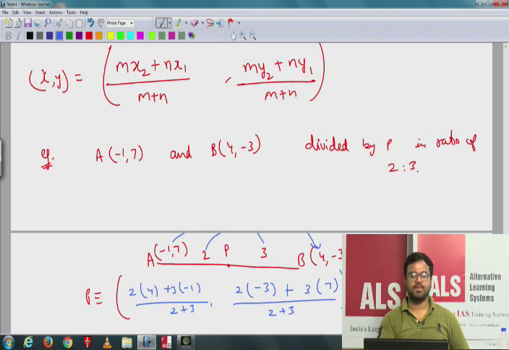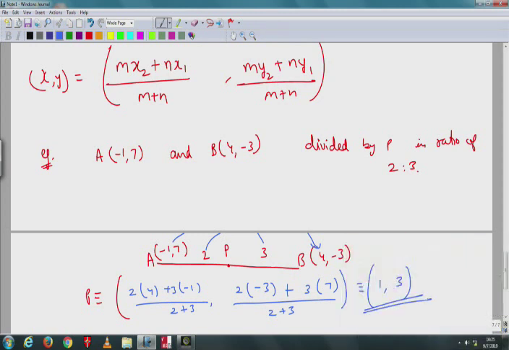So this will become 8 minus 3, which is 5, 5 over 5, which is 1. This will become minus 6 plus 21. So 21 minus 6 is 15, 15 upon 5 is 3. So coordinates of point P are 1, 3. In this way we can figure out the values.